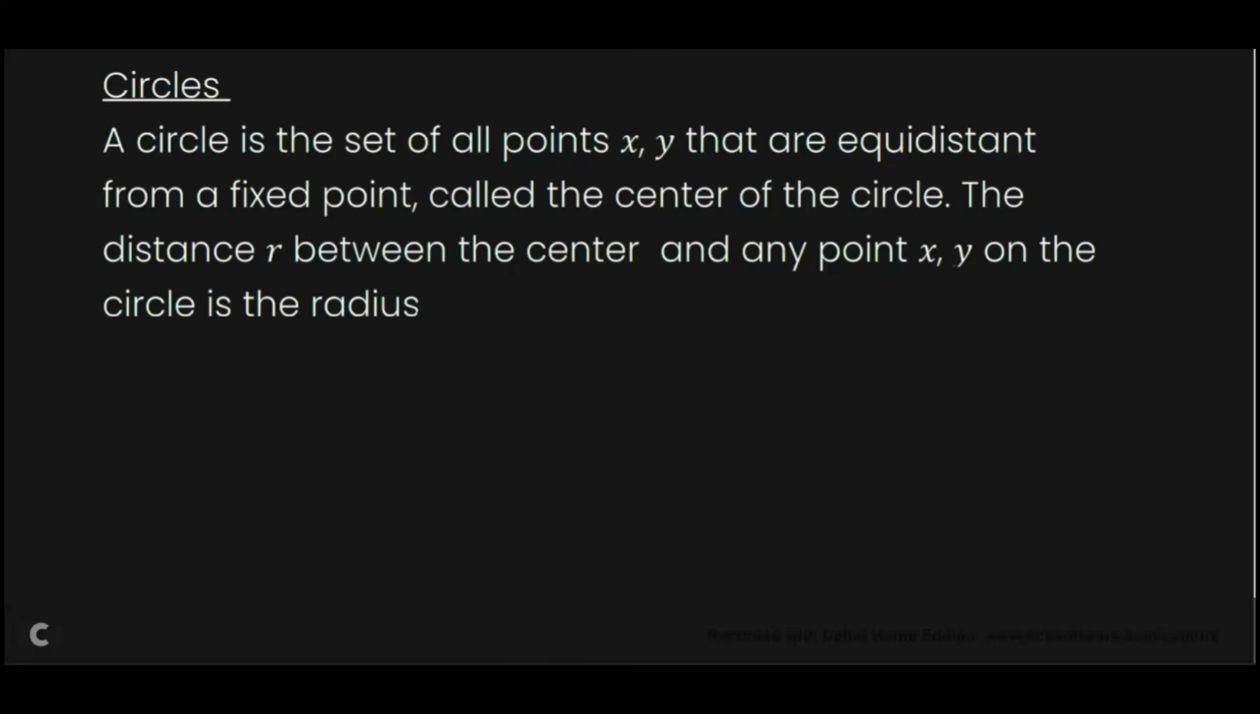So in this video we'll talk about analytical geometry, and in analytical geometry the part that we concentrate on is the circle. So we need to define what the circle is. According to our definition, a circle is a set of points, x and y, that are an equal distance from a fixed point called the center of the circle.